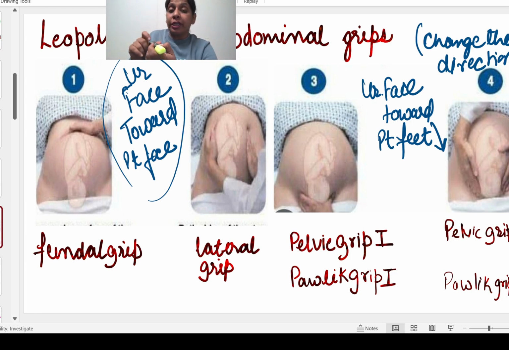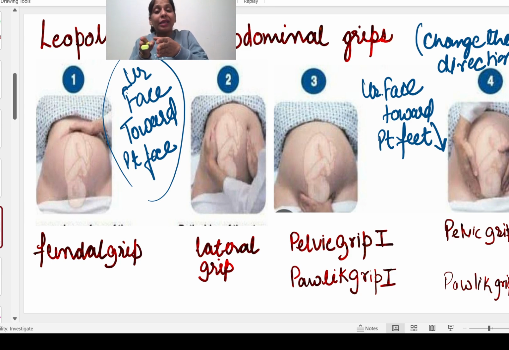Okay, now I change my direction. Now my face goes toward the fetus feet. Now if I rotate myself, then yeah. Okay, so for example, now I'm rotating, and this is the patient's feet. So now when I rotate, suppose I have rotated myself, now my hands will be like this, because now my face is toward the patient's feet.